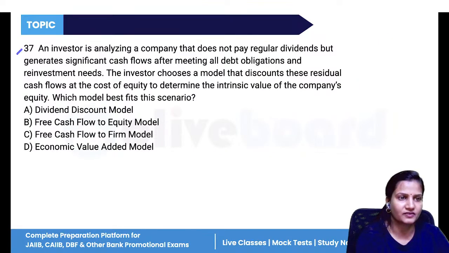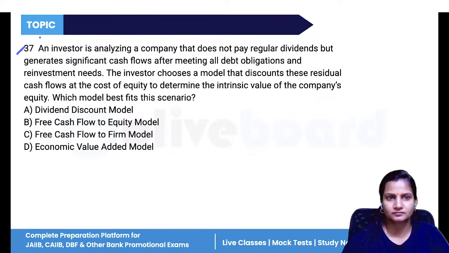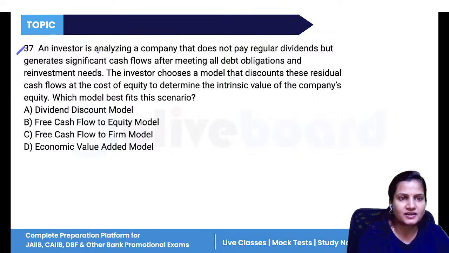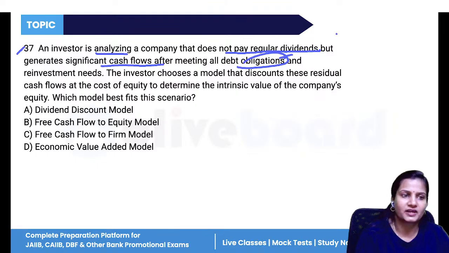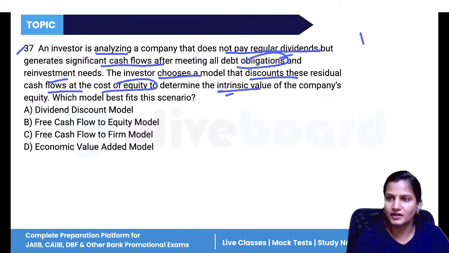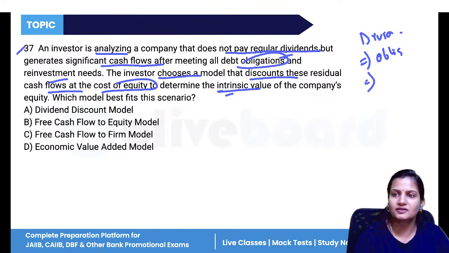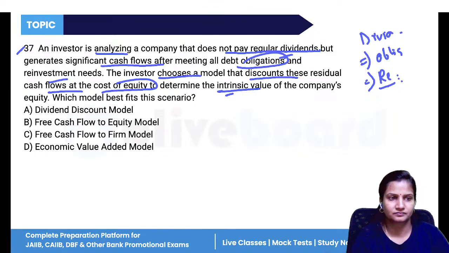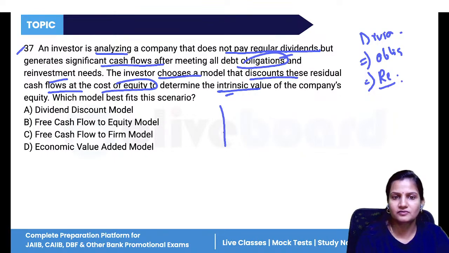Now next, 37. An investor analyzes a company that is not paying regular dividends, but it is generating cash flows while meeting all its debt obligations and reinvestment needs. The investor chooses a model that discounts these residual cash flows at the cost of equity to determine the intrinsic value of the company. They are not giving regular dividends to their shareholders, but the company is paying its debt obligations and keeping some money for its reinvestment needs. Now, which model is fit for this scenario?